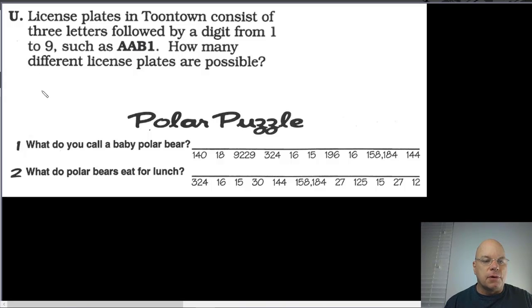So the first thing we need to consider is how many potential outcomes there are for this first character. Since it's a letter, there would be 26 possible letters that we could choose. The next space on the license plate, we also have 26 choices. The next space is another letter, so also 26 choices. And then the next is a digit from 1 through 9, that's just 9 possible choices.